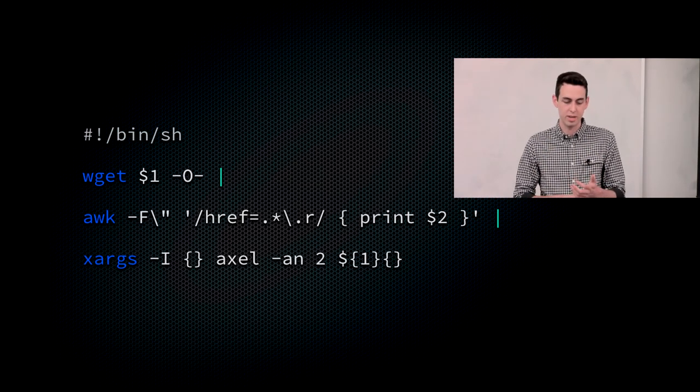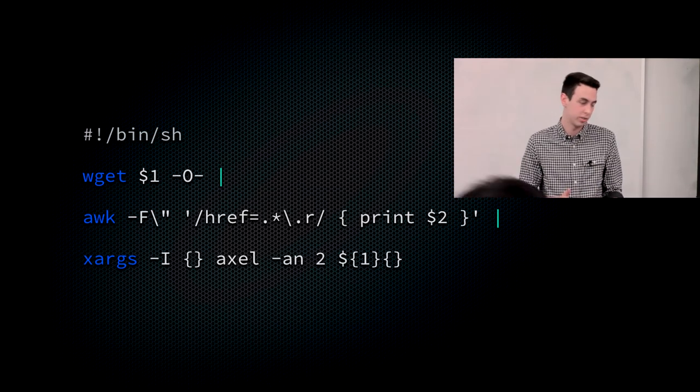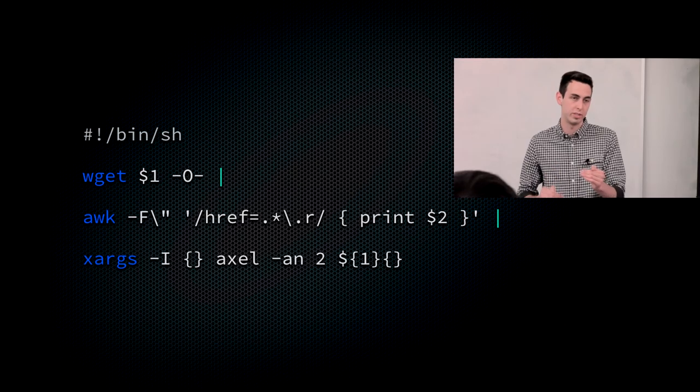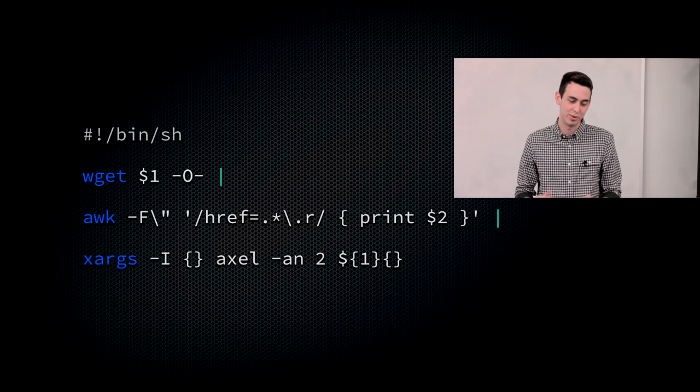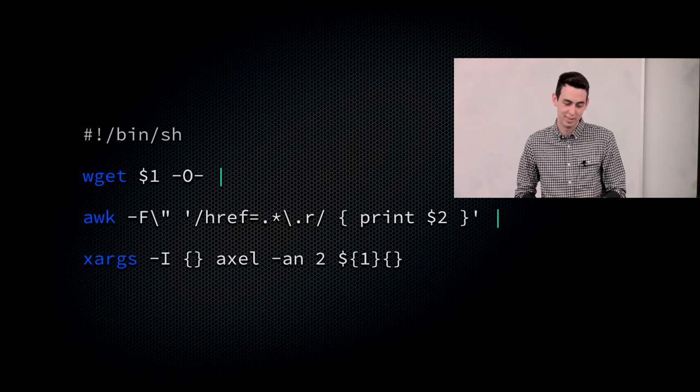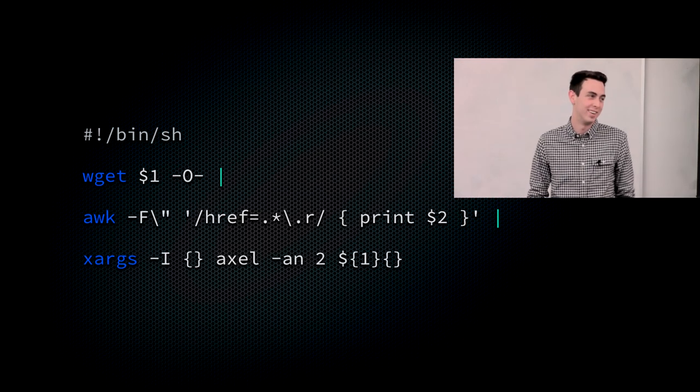So it downloads the HTML page, pulls out a link, and then sends all of those links to xargs, and that runs a command for every single line. So for every one of those links, there's this command called axel, which is an HTTP download accelerator. So it gets a page, gets all the links on the page, and then downloads all the links on the page. Kind of nefarious purposes, but really useful tool.